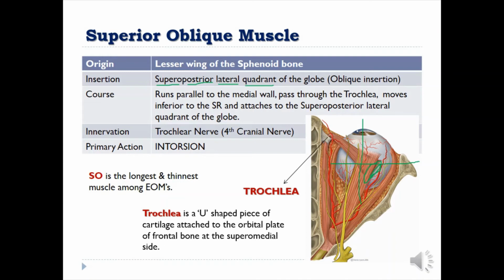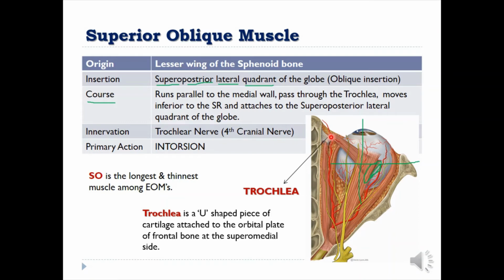Now what is the course? Course means how the muscle is traveling. Let me take the lesser wing, it will be much easier. Right, so the course: it is starting from the lesser wing of sphenoid and then it is passing parallel to the medial wall, right? It is running parallel to the medial wall, then it passes through the trochlea.